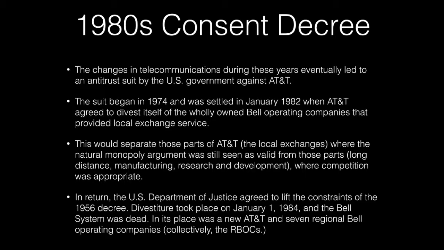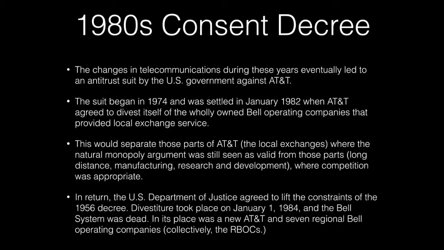When AT&T settled, they agreed to divest themselves of the operating companies that were providing local services, and they would be purely a long-distance company. In separating these parts of AT&T, the local exchanges, the natural monopoly argument started to fall apart. They kept the other group, long-distance, manufacturing, and research and development, where competition was appropriate. In return for doing this, the Department of Justice agreed to lift the constraints of another decree, which we didn't even talk about, from 1956.